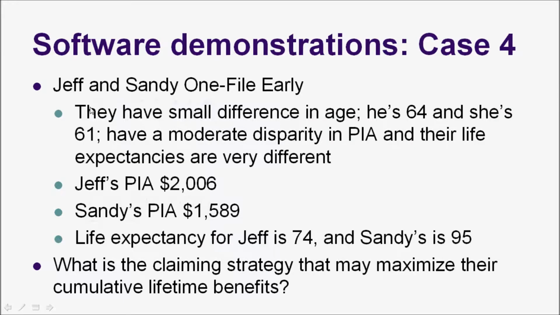Okay, let's do another software demonstration, a completely different case study. Jeff and Sandy File Early. They have a small difference in age. He's 64 and she's 61. They have a moderate disparity in their expected full Social Security benefit at 66, and their life expectancies are very different. Jeff expects to collect $2,006 at age 66, and Sandy expects to collect $1,589. But his life expectancy is only to 74, which is about 10 years less than Social Security expects him to live. And Sandy is expected to live till age 95, which is a lot more than what the Social Security Administration expects her to live. So the question is, which is the claiming strategy that will maximize their cumulative lifetime benefits?